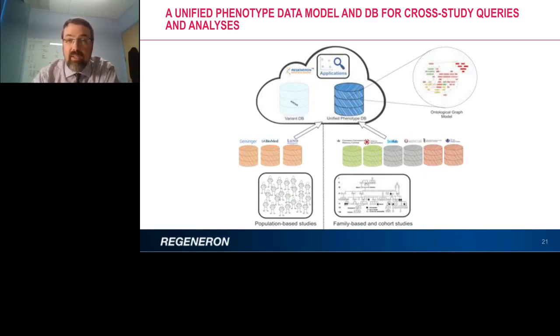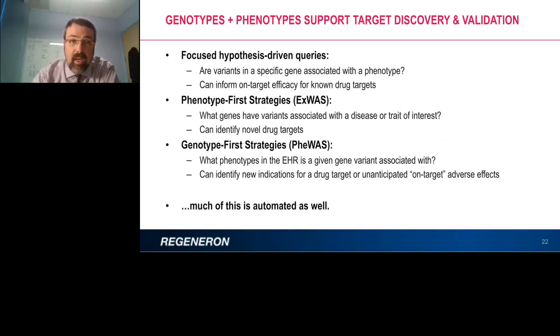longitudinal data like Geisinger, as well as data sets that have less rich data, but nonetheless are valuable to include from some of the smaller studies. And then we can bring these two things together in the cloud and apply applications to do cross queries and cross analysis to them. So this is really the bread and butter of what we're doing.